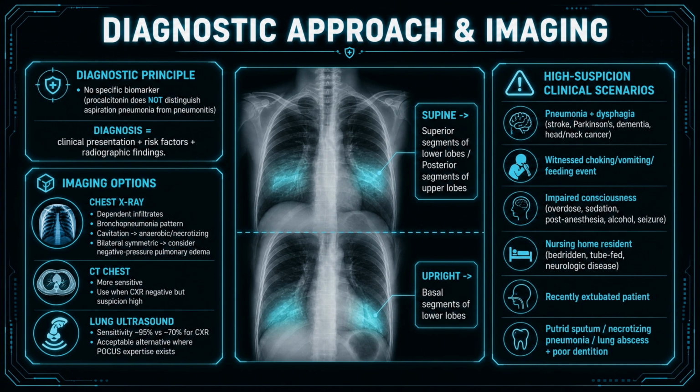You should have a high index of suspicion in specific scenarios. Pneumonia in a patient with dysphagia after a witnessed choking or vomiting event, in a patient with impaired consciousness, in a bedridden nursing home resident, in a recently extubated patient, or when a patient presents subacutely with putrid sputum, necrotizing pneumonia, or a lung abscess combined with poor dentition.